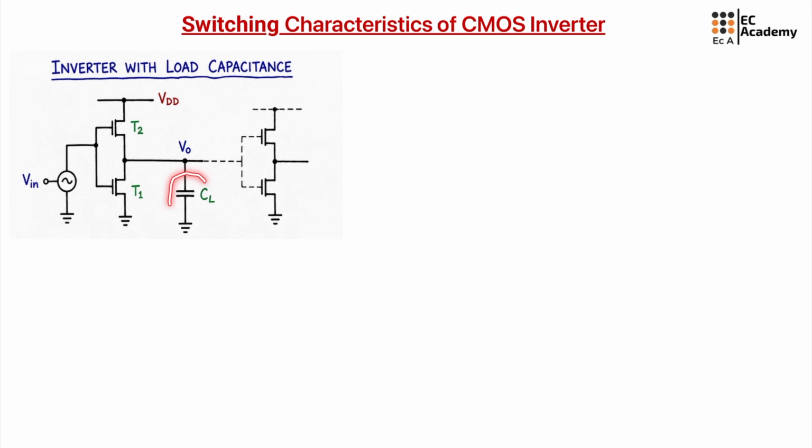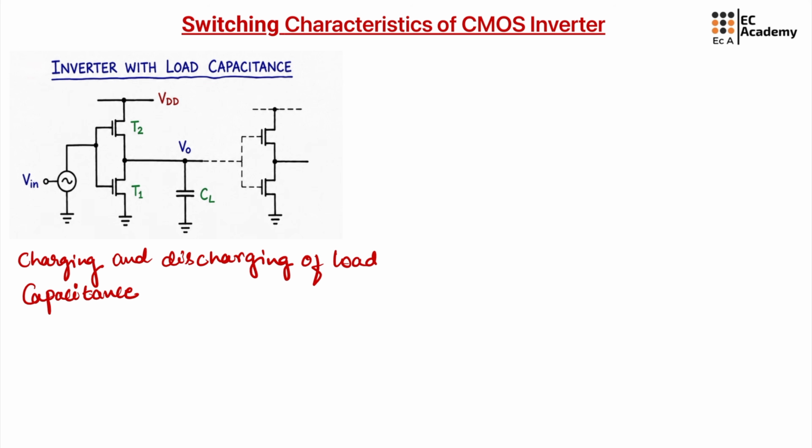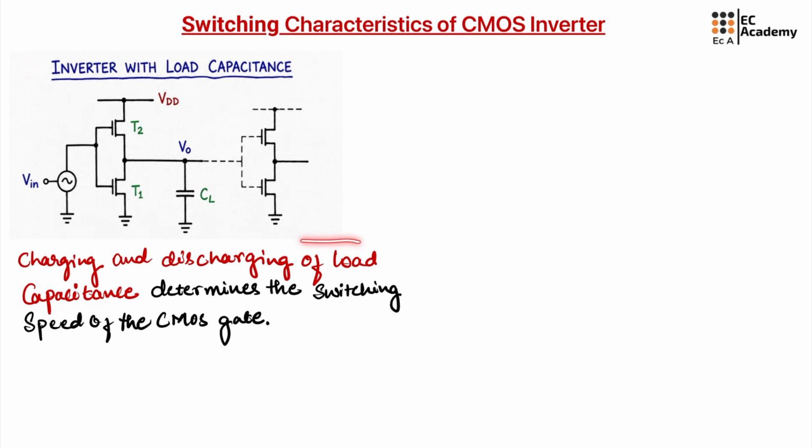There is always a capacitor that is connected at the output. This capacitance is known as load capacitance, and this capacitance has to charge and discharge. Therefore, charging and discharging of the load capacitance determines the switching speed of the CMOS gate. This is a very important concept to remember.